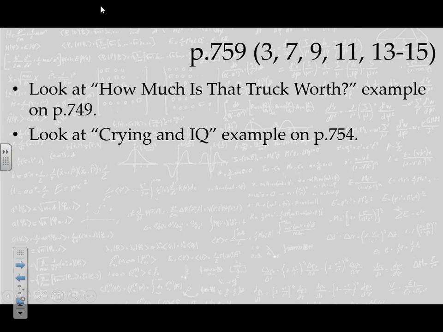Now, the other thing I would suggest you guys do, so here's your assignment, but I would definitely suggest that before you start the assignment, go through in your book and check out the two examples on page 749 and page 754. They go a little bit more in depth into some of the processes involved with the testing and the confidence intervals. So you want to look at how much is that truck worth, look at what they solve, how they solve it, things like that. Also look at the crime versus IQ. And once you've gone through those examples, then try to do some of the problems there.